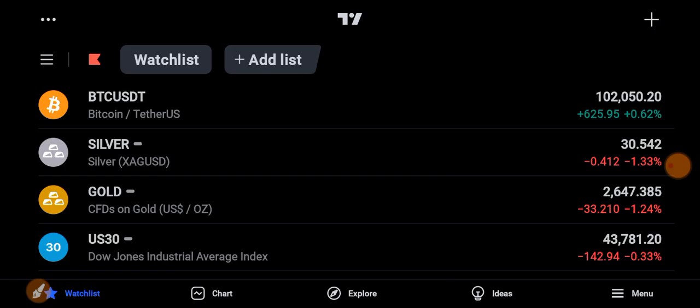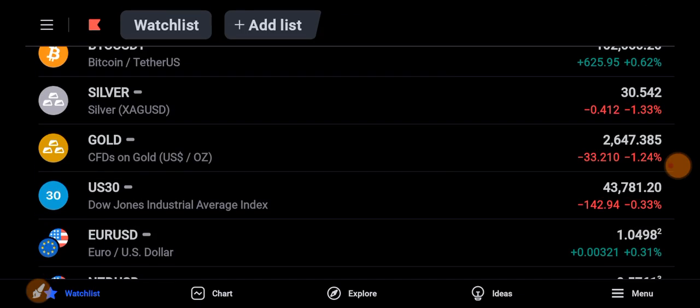Now we have to explain what is here. What are you seeing here? First of all, we have the indices. Those are the instruments that you can trade in forex. So in trading, we have the indices, and then we have the commodities.